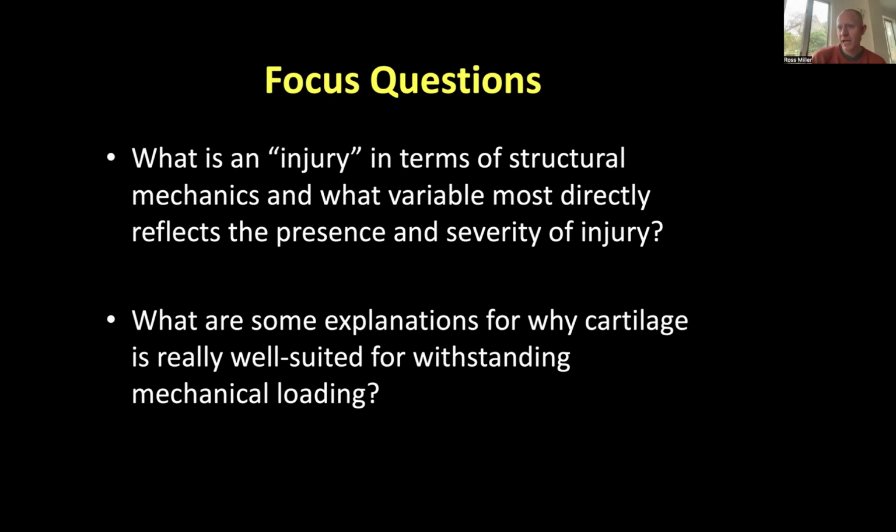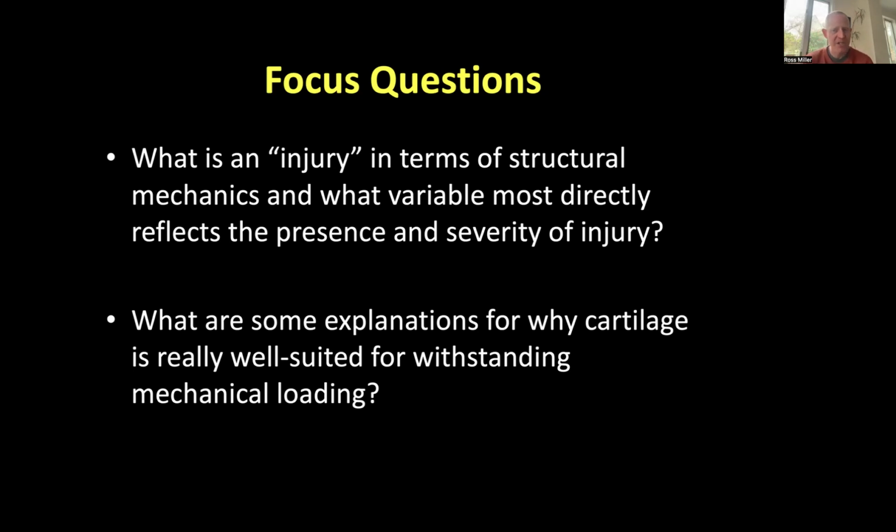The variable in mechanics most directly predictive of that would be the strain itself. So strain, number one best predictor of damage and injury, because strain literally is damage. Stress causes strain, number two predictor. Load causes stress, number three predictor.